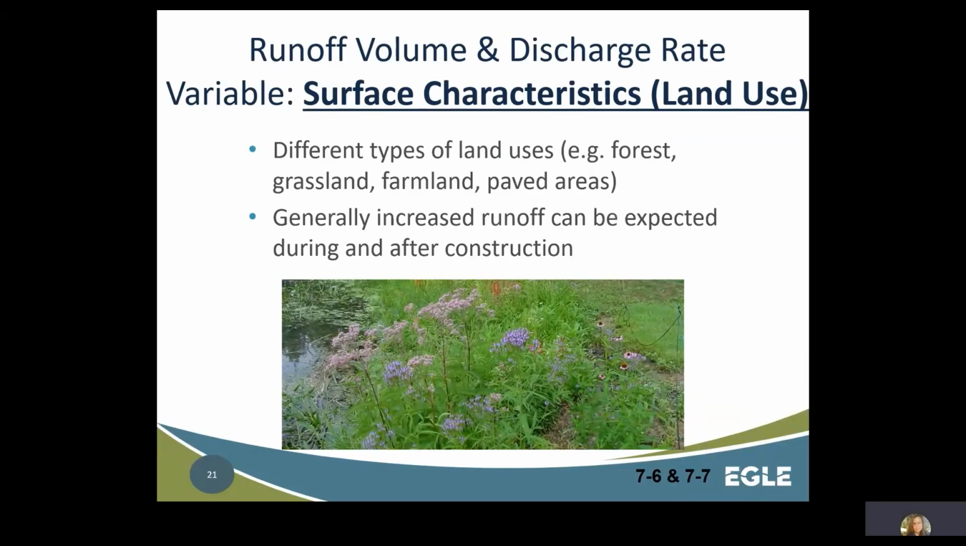It is important to review the current state of the land versus what it will be like during and after construction, and account for how the runoff volume and rate will change based on the change in land use.